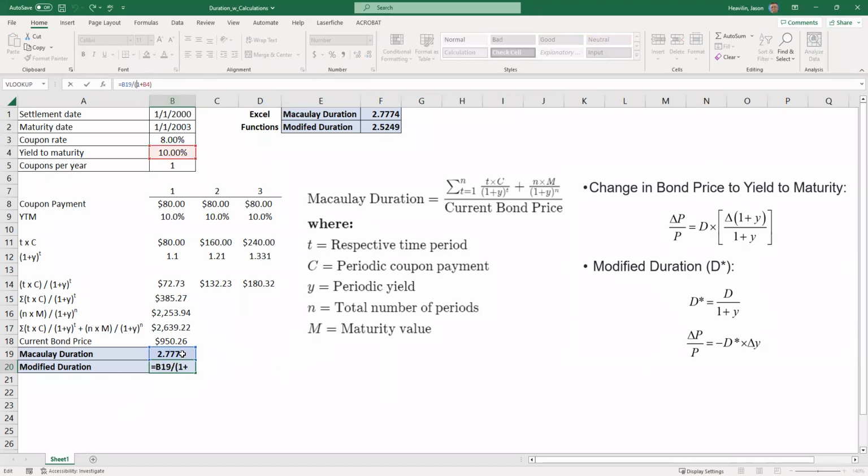which is the duration divided by 1 plus the yield to maturity. So you only need discounting by one period in this case. And once you have those values, you can calculate the change in price, the rate of the change in price for the bond. And that's how you get duration. And that's how you can do it manually or through the function in Excel.